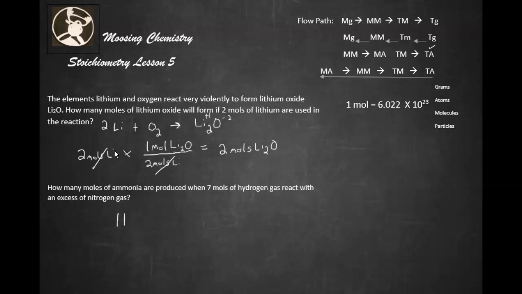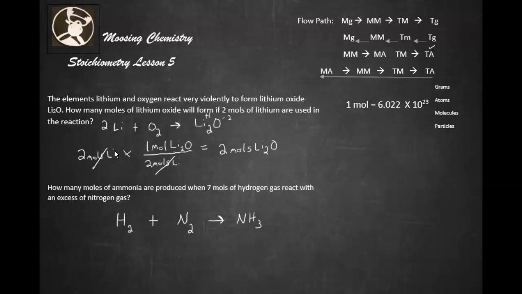So we have hydrogen gas, H2, plus nitrogen gas, which is also N2. Both hydrogen and nitrogen are diatomic, so when they're by themselves, we always write them as H2 or N2. It yields, to make ammonia, which is NH3.